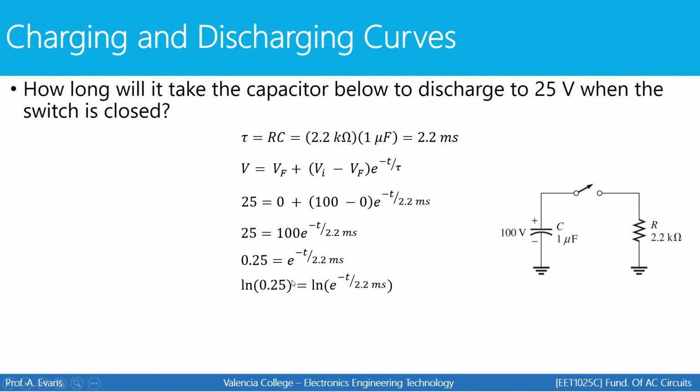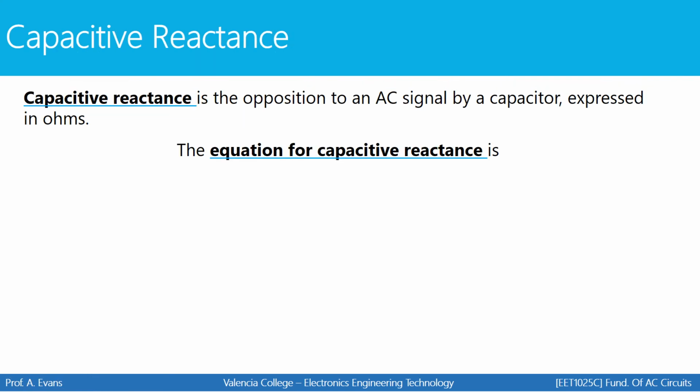So the natural logarithm on both sides, on the right side, this natural logarithm will cancel out the E, and you'll be left with just the fraction. Then you can multiply both sides by the 2.2 milliseconds. Remember, that's 2.2 times 10 to the negative 3. And it's going to take 3.058 milliseconds for this capacitor to discharge from 100 volts to 25 volts once the switch is closed. That's how we attack a problem like that.